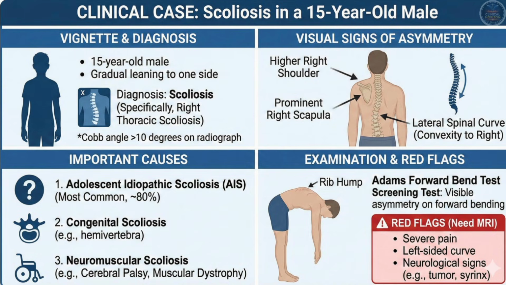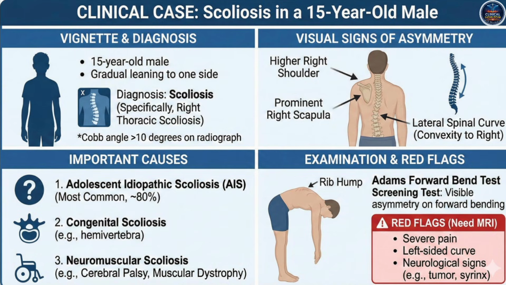Remember for your Viva that scoliosis is technically defined as a lateral curvature of the spine with a curve angle of greater than 10 degrees on a radiograph. Anything less than 10 degrees is usually considered spinal asymmetry.